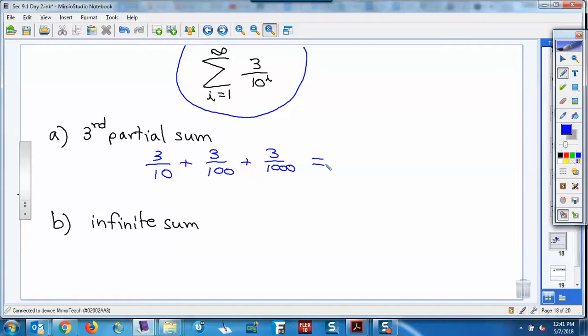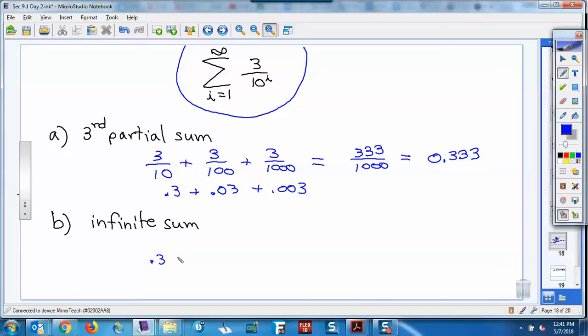Right? Something like that. 3/10 plus 3 100s plus 3 1,000s equals what? 333 thousandths, which as a decimal is just 0.333, right? But yeah, think of this. This is 0.3. This is kind of cool, actually. Plus 0.03 plus 0.003, right? 0.333. Okay, now let's find the infinite sum.